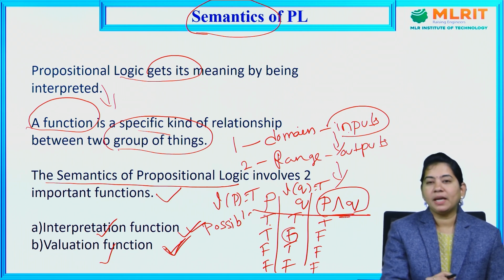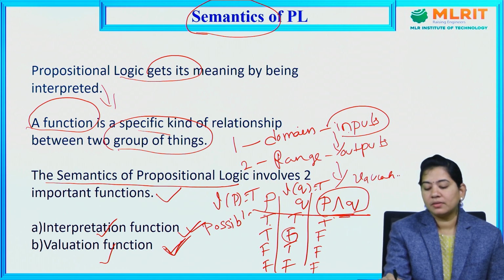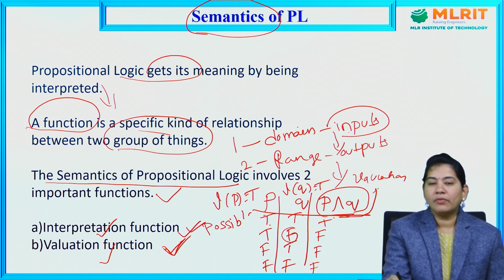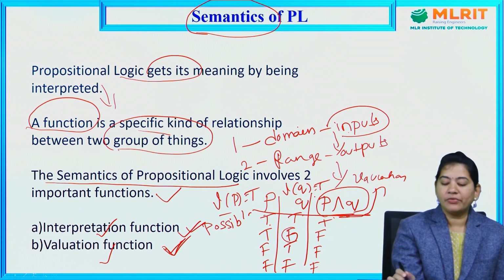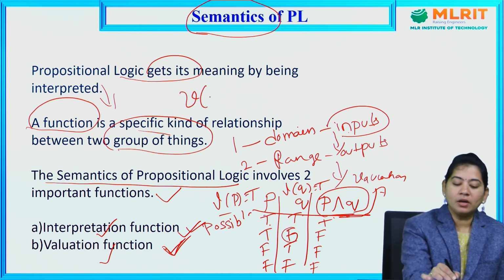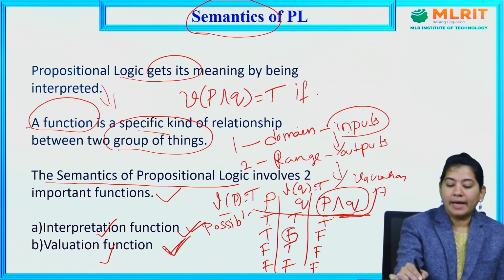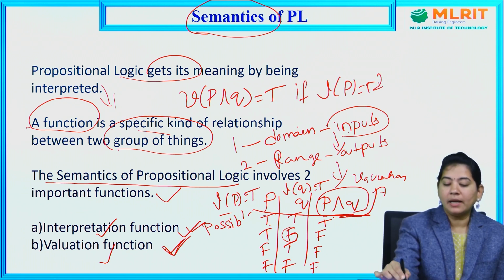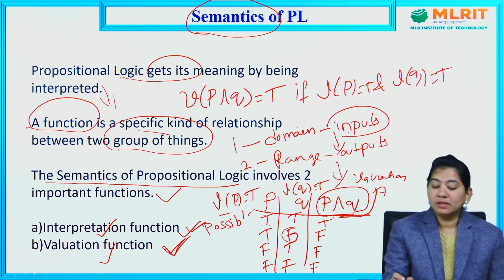And what is P and Q here? P and Q is nothing but valuation. Assigning the truth values to the statement formula is called the valuation function. So how do you write it? The valuation of P and Q will become true if I of P is equal to true and I of Q is equal to true. Applying the truth values to the well-formed formula, the statement formula, is called the valuation function.